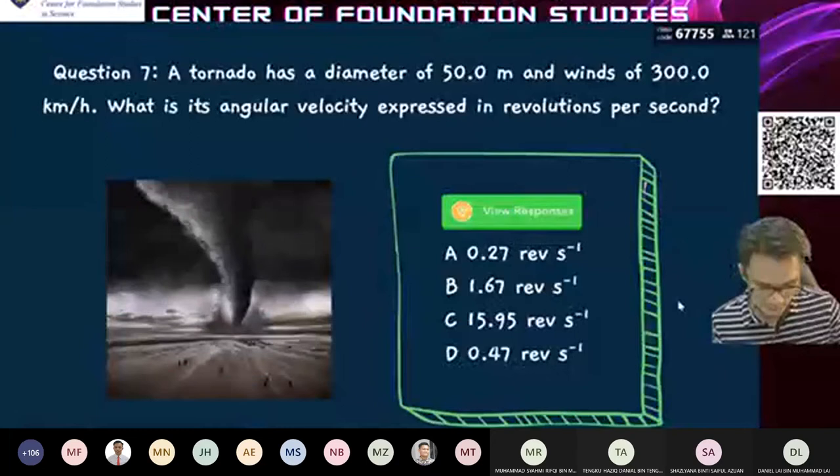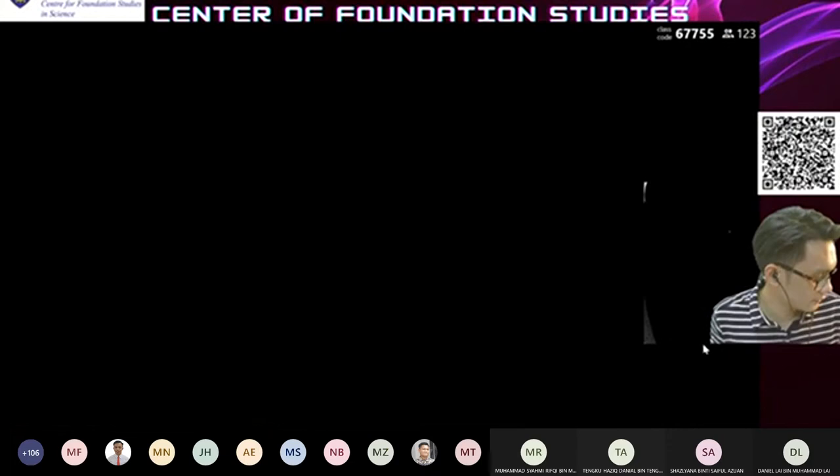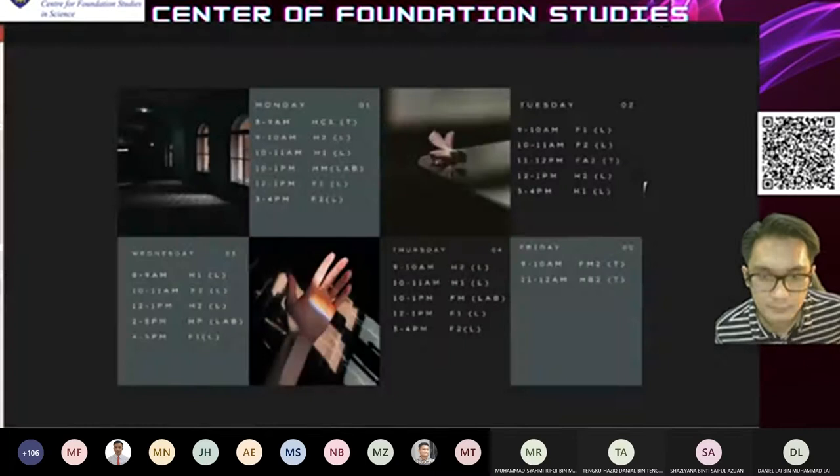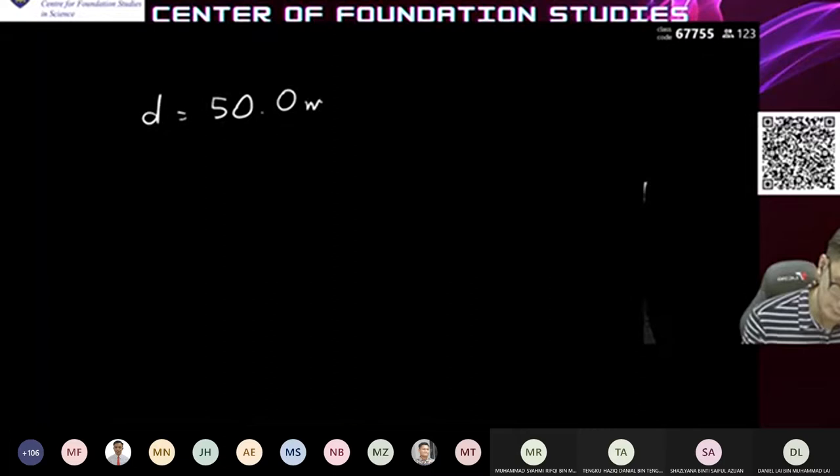Okay, so I'll open my blackboard. Today I will use blackboard. Okay, so the question asks, wait, let me find the question. Alright, the question asks, a tornado has a diameter of 50.0 meter. Then we know the radius. So radius is equal to 25 meter.